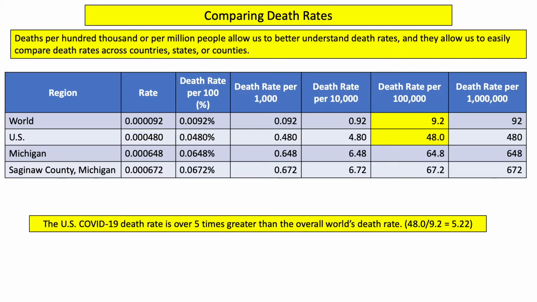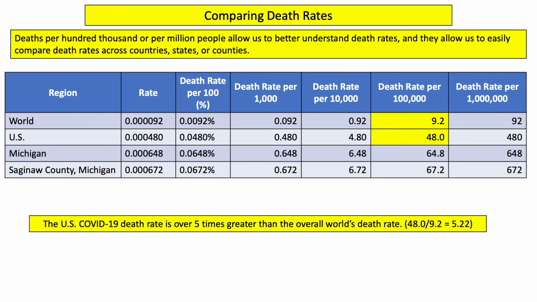For example, in this situation, we see the US death rate per 100,000 is 48, and the death rate per 100,000 for the world is 9.2. Now, if we divided those two rates, you'd get a number close to 5.22. So then we could say that the US COVID death rate is over 5 times greater than the overall world's death rate.